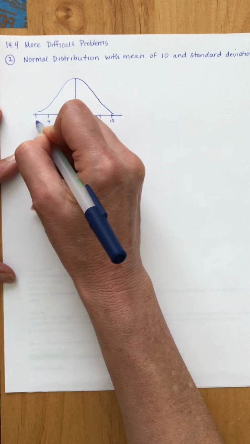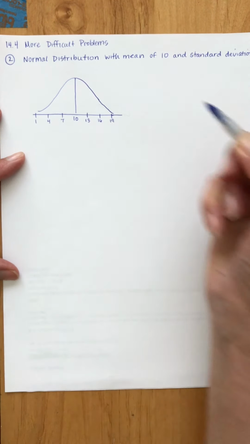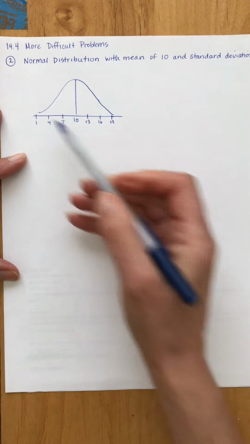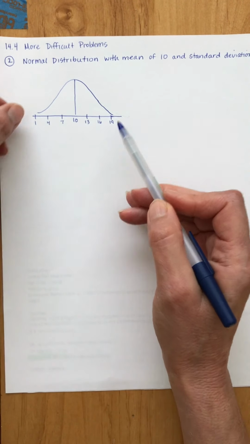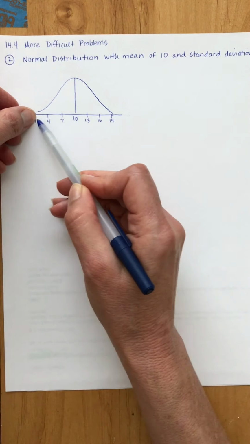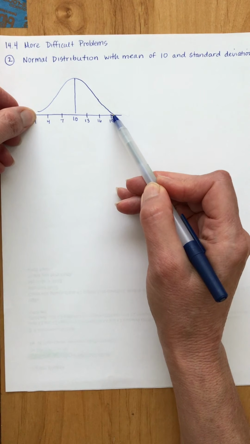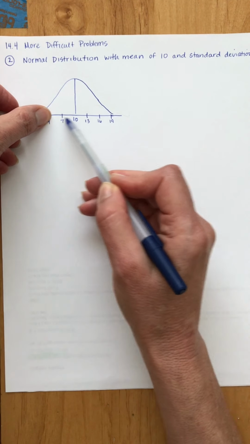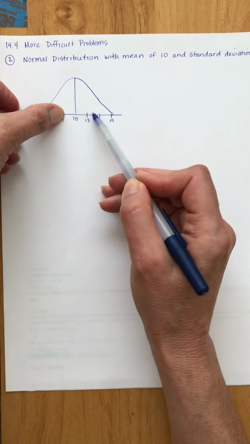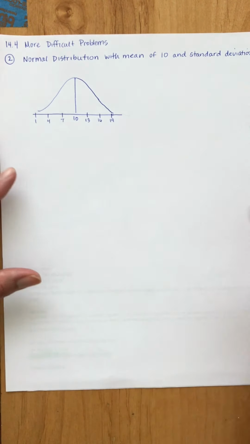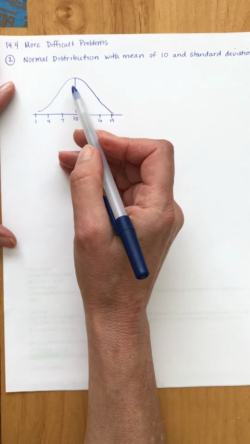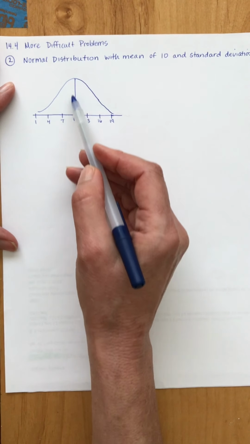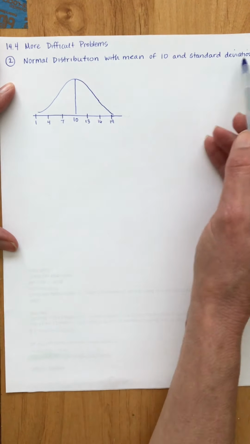7, 4, and 1. Okay, so just to refresh our memory, remember underneath the entire curve is 100%. Within 3 standard deviations, so go 3 in both directions, is 99.7. Within 2 is the 95, and with 1 is 68. Okay, so we're always using that rule. Okay, so this problem asks us, normal distribution with mean of 10, right in the middle, standard deviation of 3.